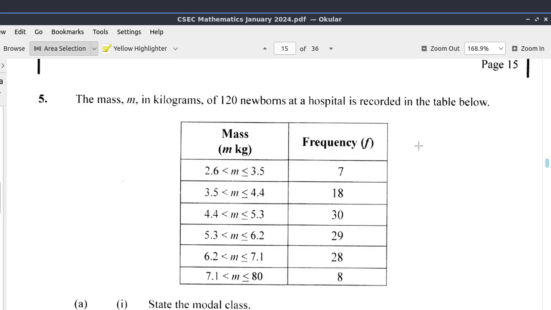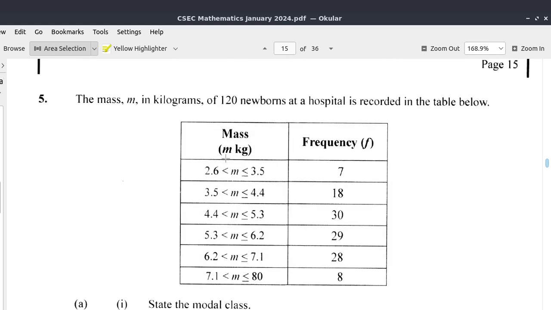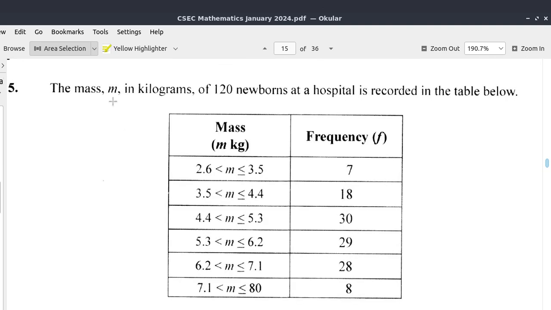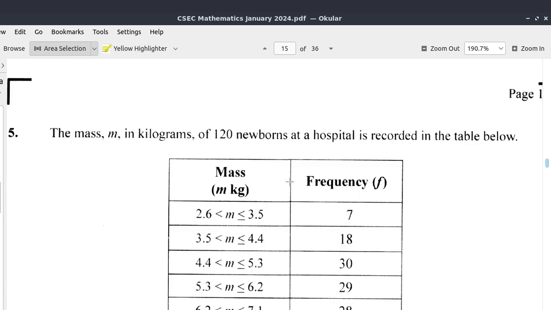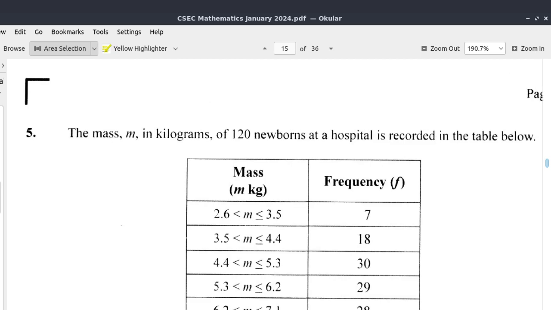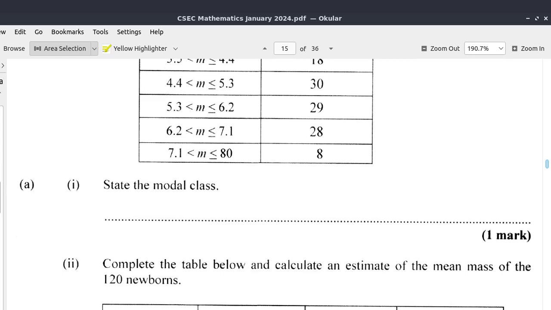We're at question 5 of the January 2024 CSEC Mathematics past paper. It says here, the mass M in kilograms of 120 newborns at a hospital is recorded in the table below. So you have the figures here. This question is on the topic statistics, all right? It says state the modal class. What is the modal class here?